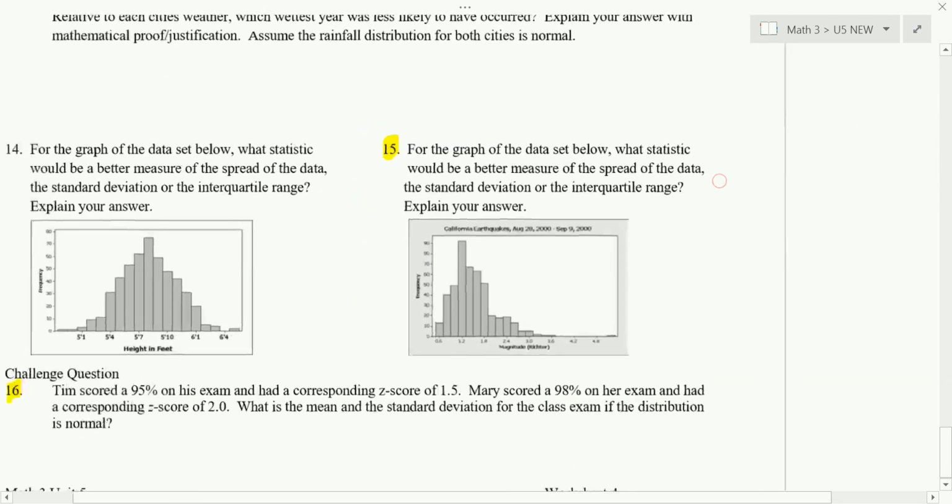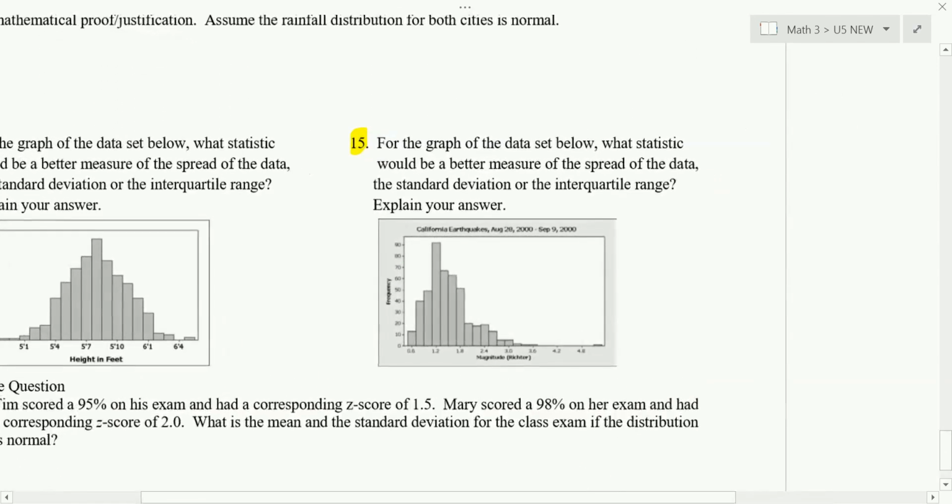Next, let's take a look at number 15. For the graph of the data set below, what statistic would be a better measure of spread of the data? The standard deviation or the interquartile range? Explain your answer.